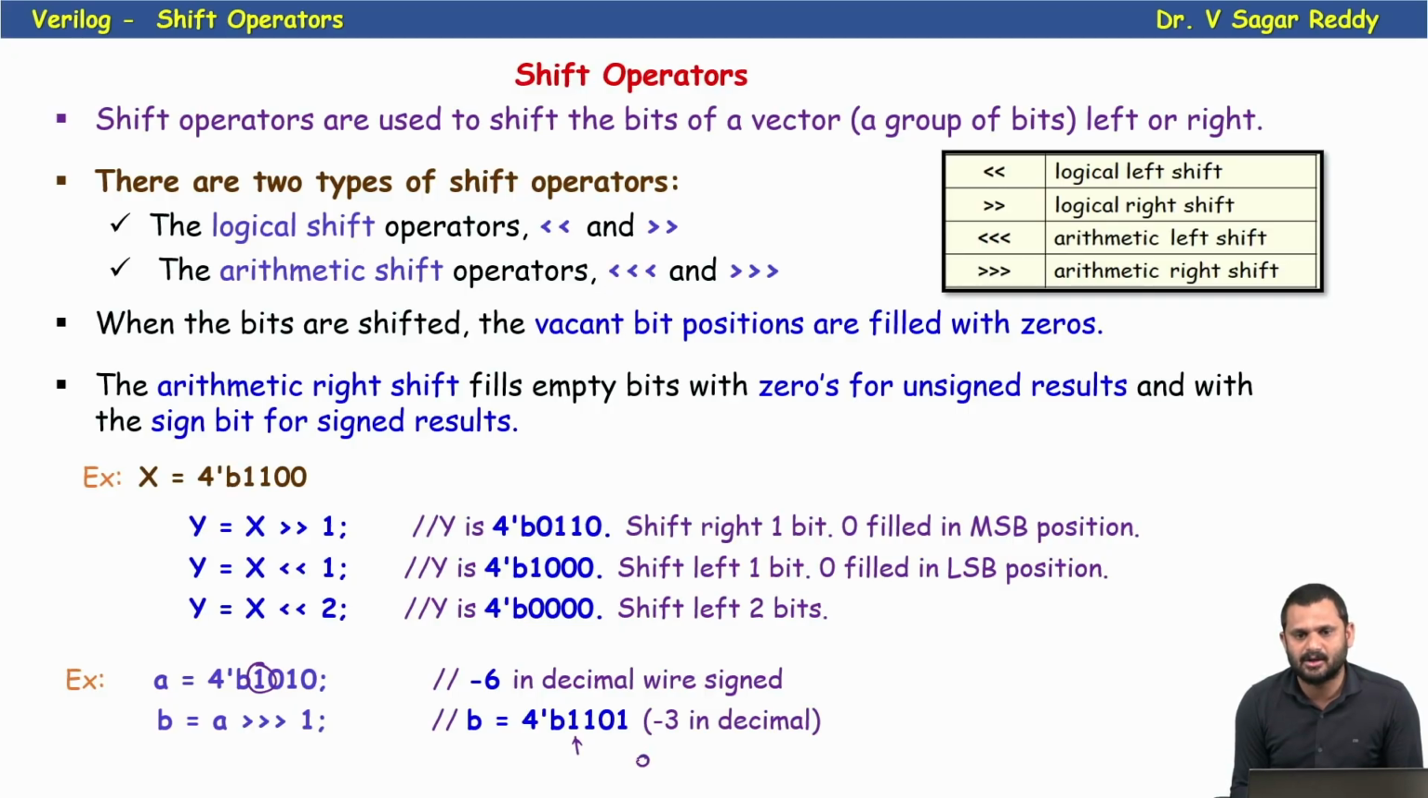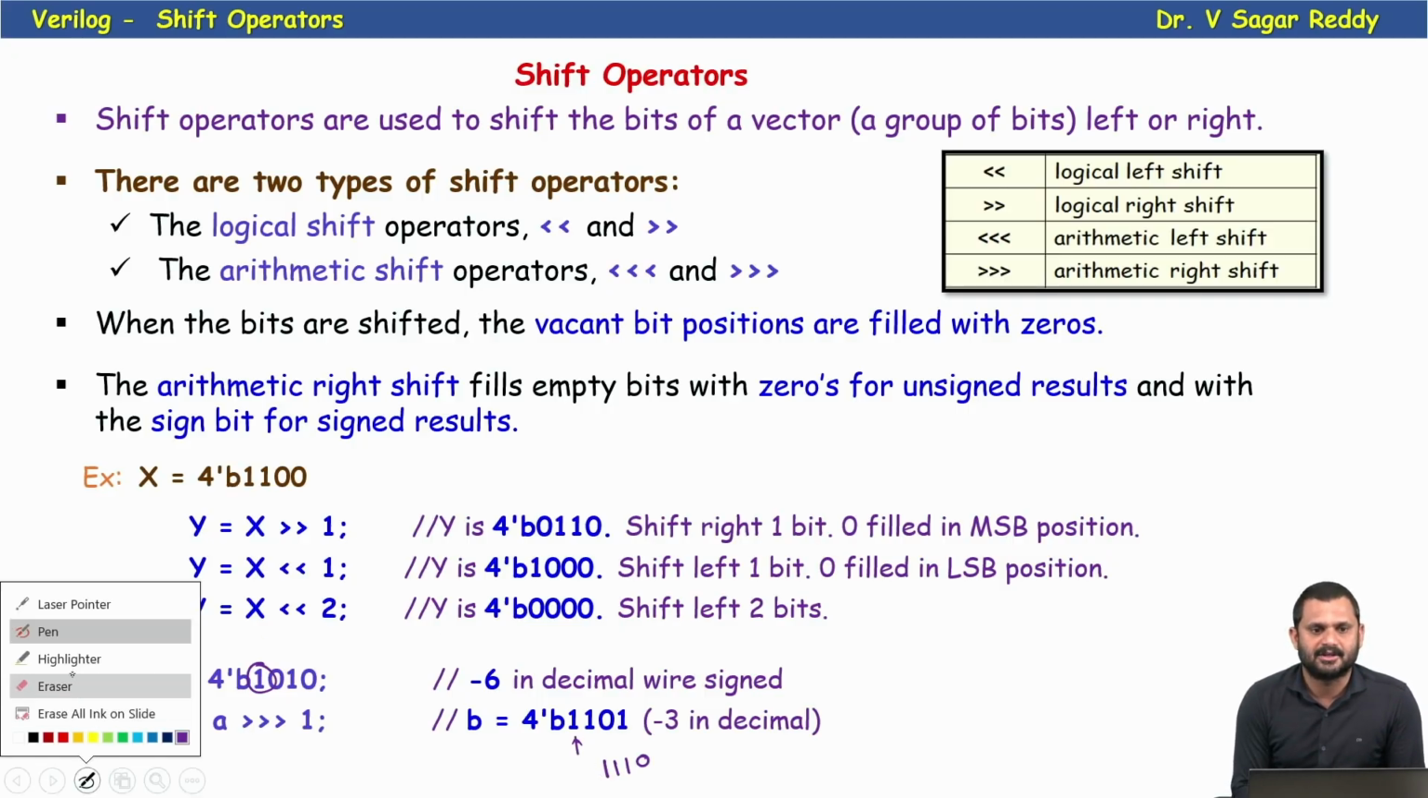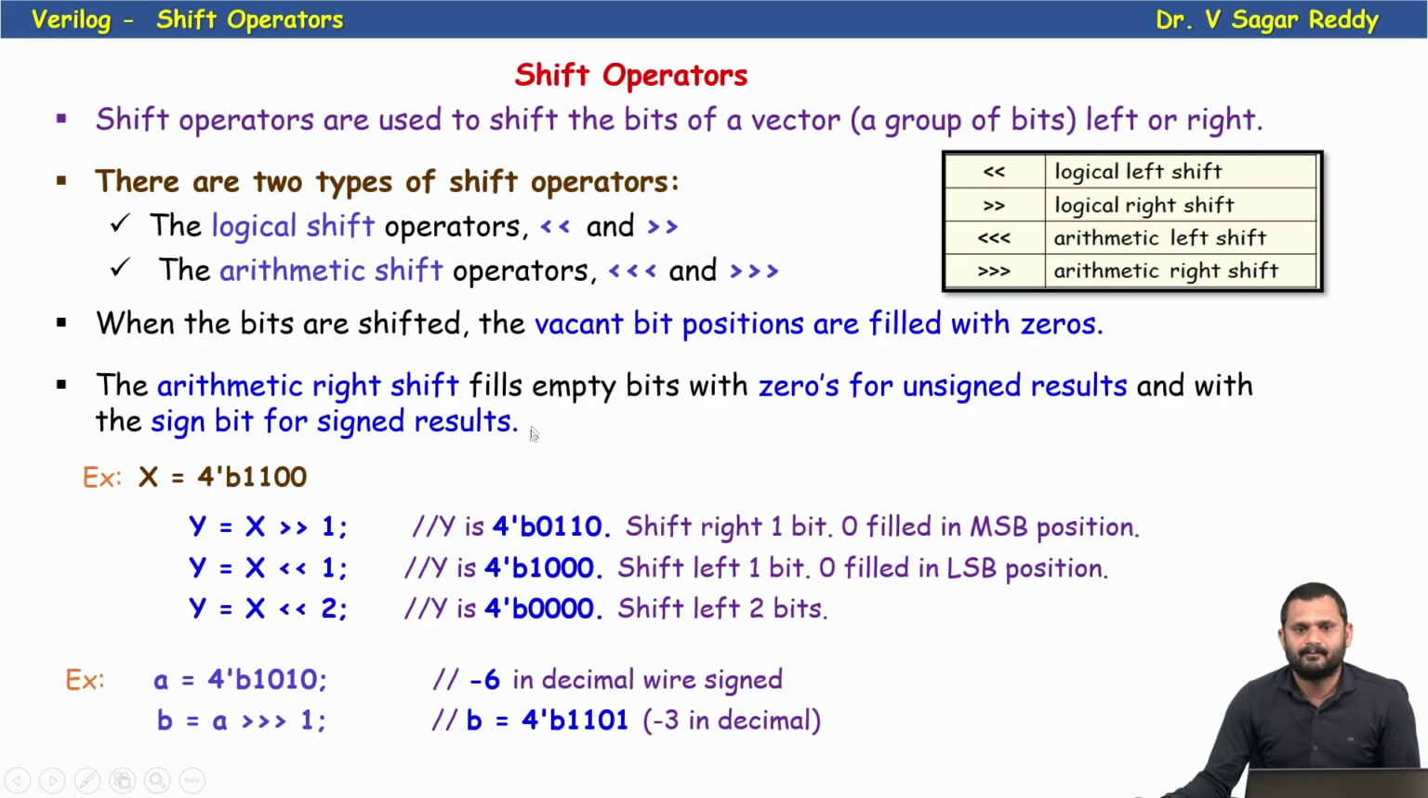Like we'll get 0, 1, 1. So then we'll fill with the 1 only because the sign bit is 1. So in case of arithmetic right shift operation, it fills the empty bits with the sign bit only. Okay, if it is 0 for unsigned, 1 for signed. I hope you are clear on these shift operators.